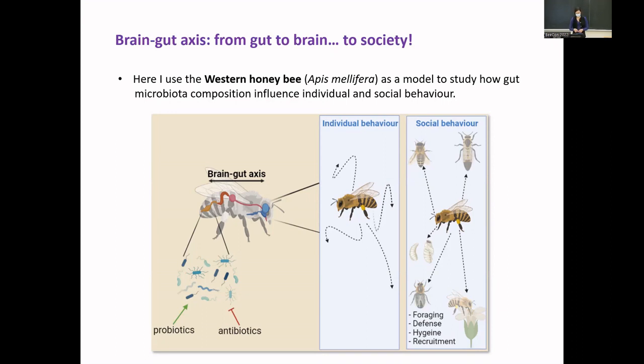In the slides that follow, I measure how the brain-gut axis could potentially affect four behaviors: foraging, defense, hygiene, and recruitment. As we know, bees don't forage for themselves. They do so on behalf of the entire colony. And so these behaviors that I am measuring are truly social.